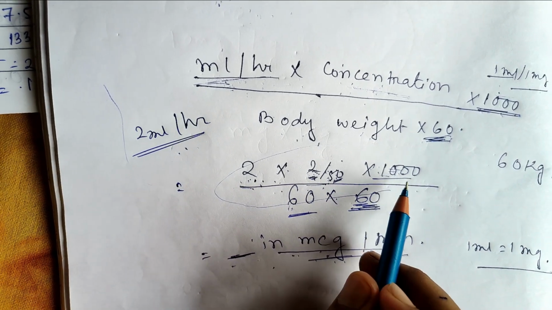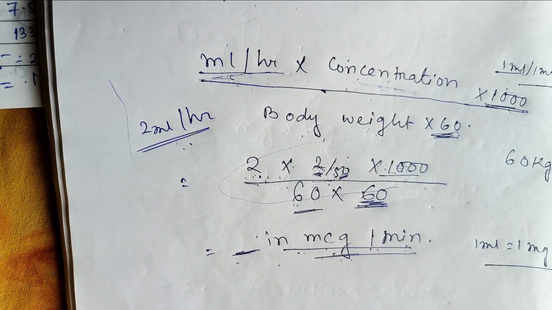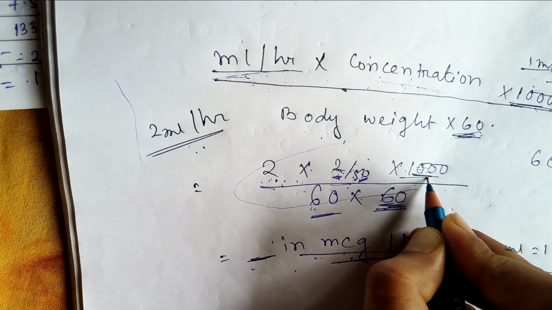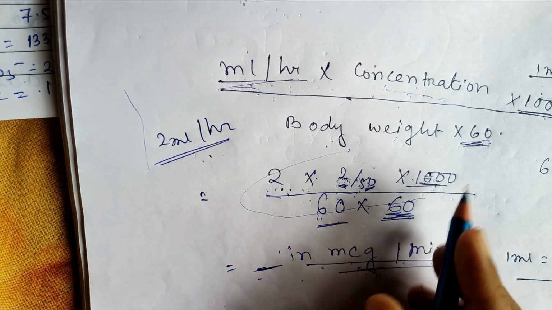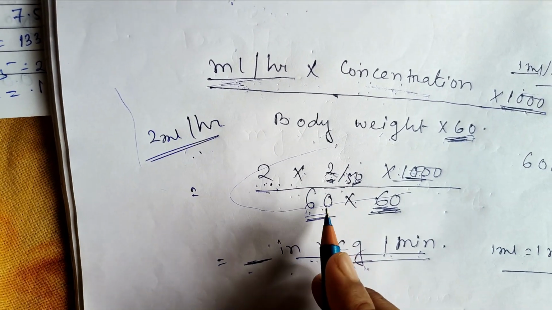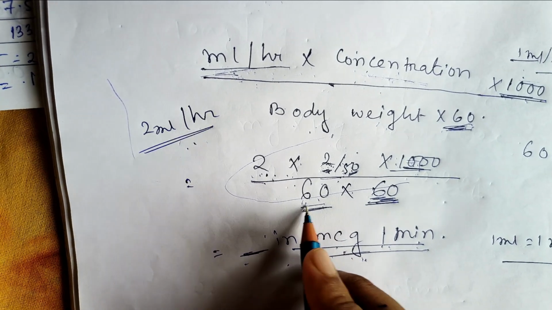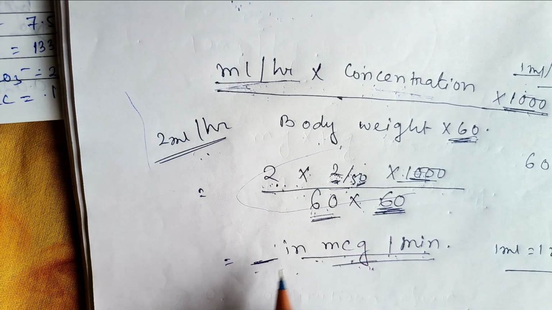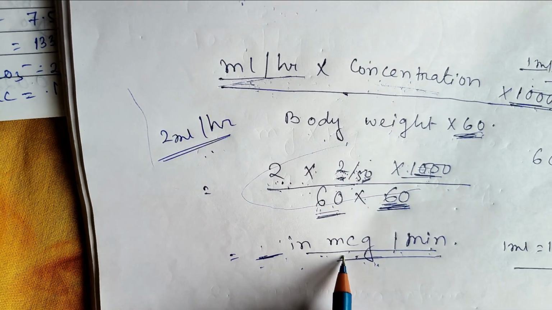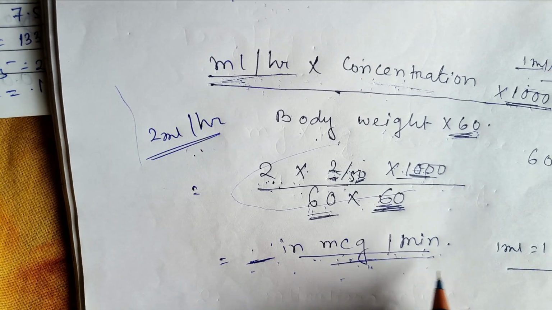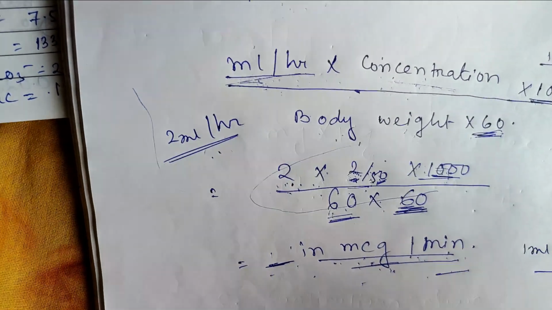1000 is given for mcg, to get the answer in mcg. So 1000 is just to get the answer in mcg form, divided by 60, that is the patient's body weight, that can be 70, 80, anything. Body weight into 60 is a drop factor. By this calculation, we got the answer in mcg per minute, meaning that many mcg a patient is taking in 1 minute. Okay, that is the calculation.